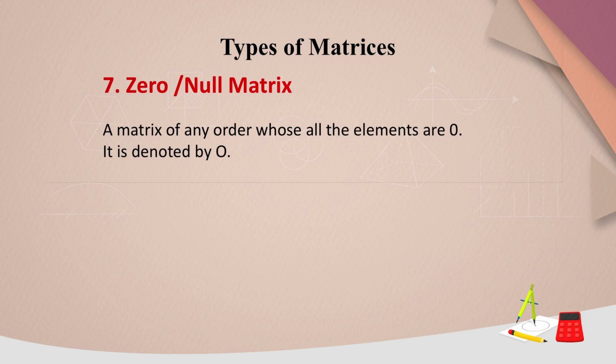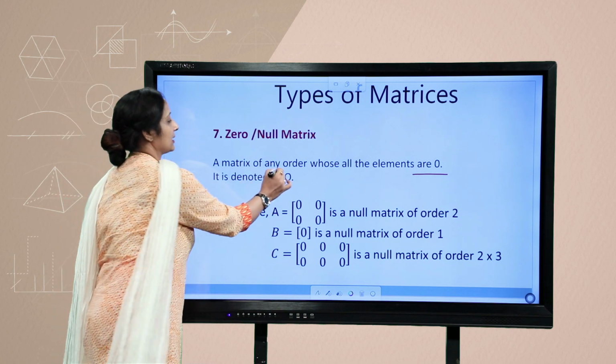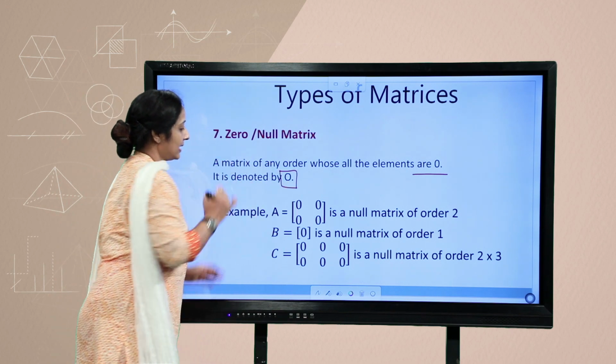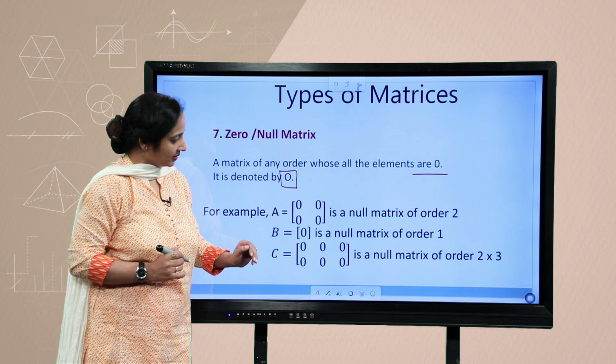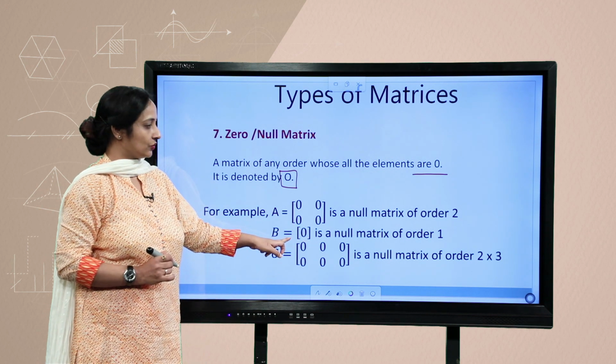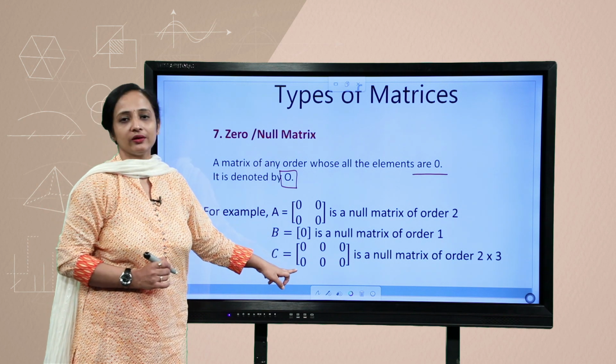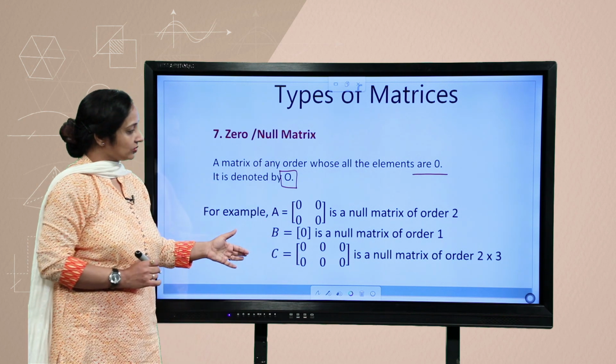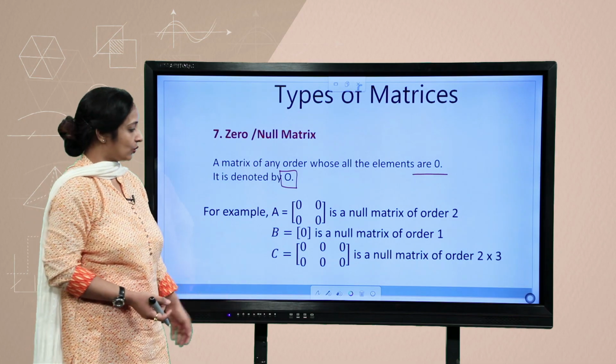So the next type of matrix is going to be the zero matrix, which is also known as null matrix. A matrix of any order but whose elements are all 0 is known as a null matrix or zero matrix. It is denoted by capital letter O. And these are examples of null matrices of different orders. This is for the order 2, this is for the order 1, and this is for the order 2 by 3. That depends on the situation and the question, whatever we require.